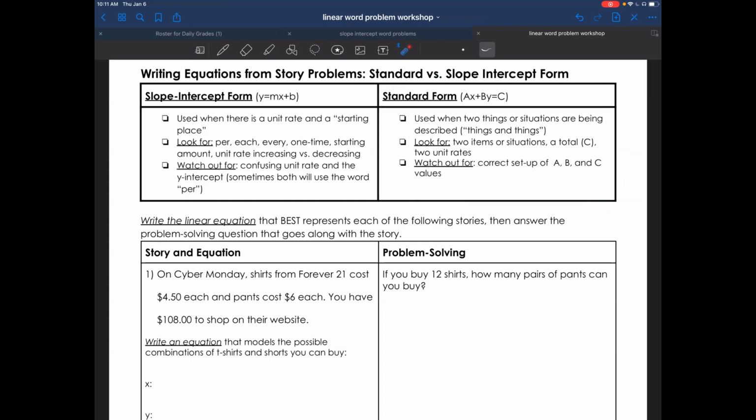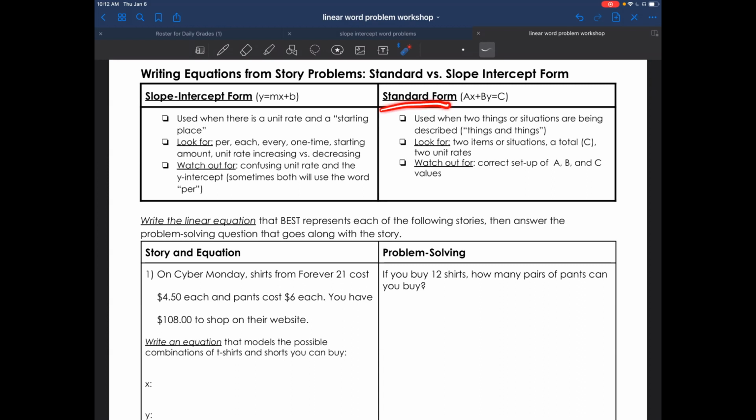Slope-intercept form is usually used when there's a unit rate and a starting place indicated, okay? The things you want to look for are words such as per, each, every, one time, starting amount, unit rate, increasing versus decreasing. And the thing to look out for is a confusing unit rate and y-intercept. Sometimes they'll use the word per for both situations, okay? So we'll look at some of those.